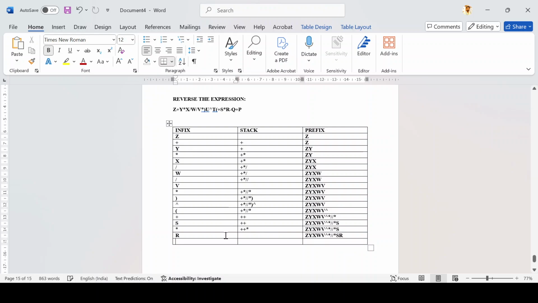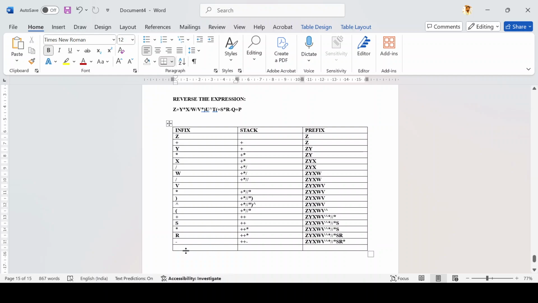Then we have an R, which directly goes to the output side. And then we have a minus. The incoming operator has a lesser precedence than the multiply, so we pop the top of the stack to the output side. So multiply goes to the output side, and we repeat the same step. After the removal of multiply, plus, plus will be remaining. The incoming operator has equal precedence, and when we have equal precedence, we push it into the stack. So minus also gets pushed into the stack.